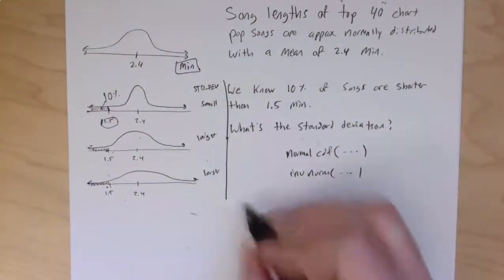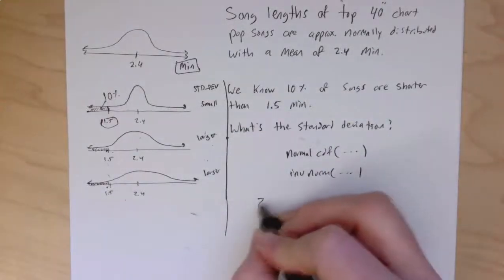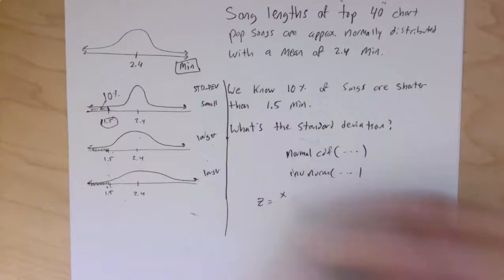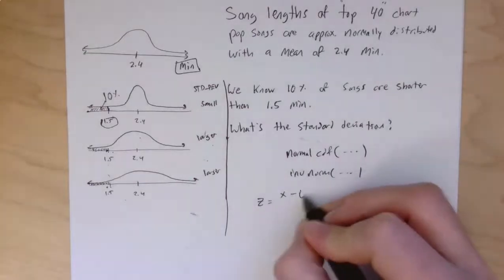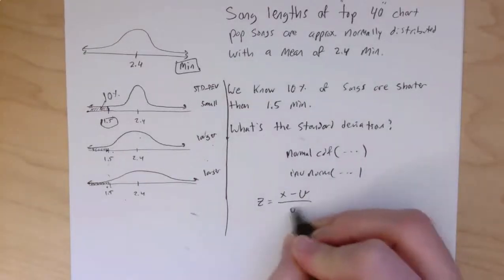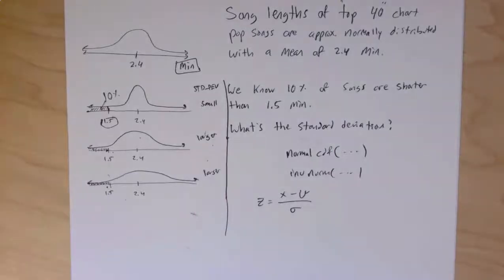So let's remember the z-score formula. The z-score formula is z is your particular data point minus the mean value, divided by the standard deviation. So that's going to come in handy later.